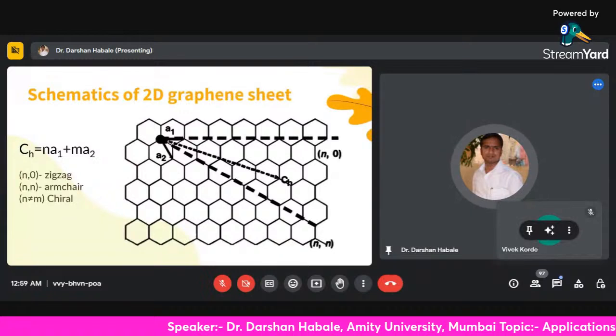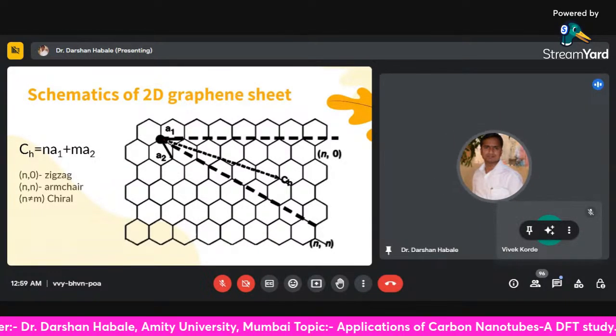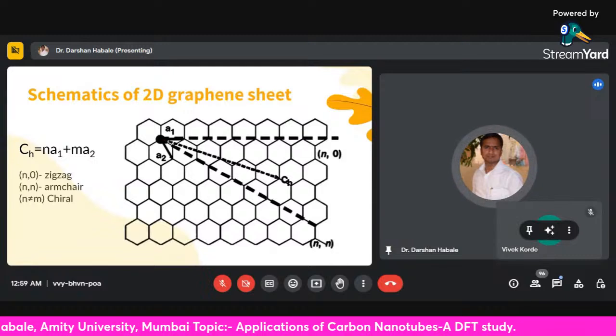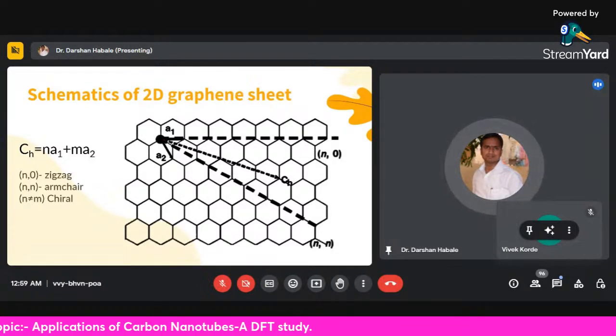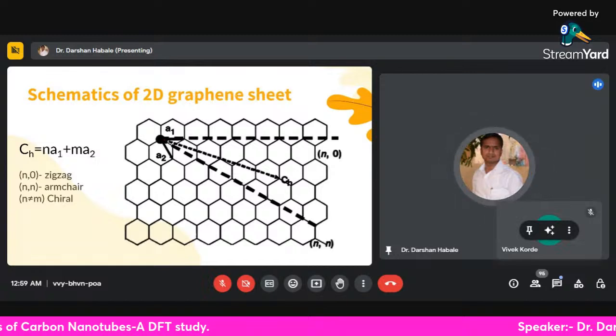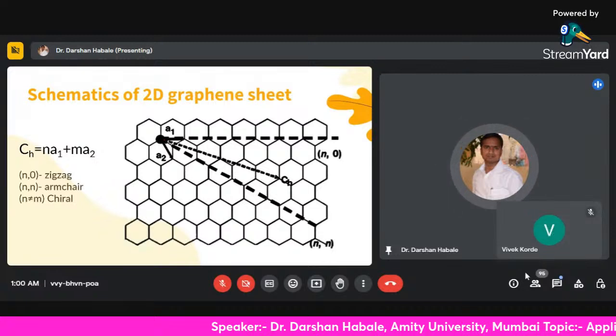So you can put this point anywhere on this, except where n is equal to m or m is equal to 0. Any other possibility forms a chiral type of nanotube, where n is not equal to m. So all these three types of nanotube will show different properties.